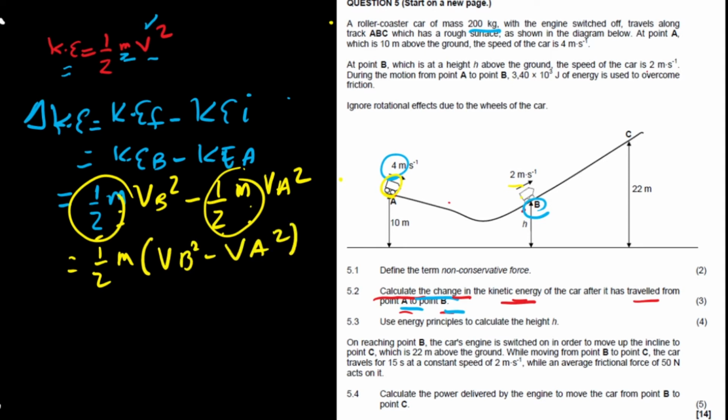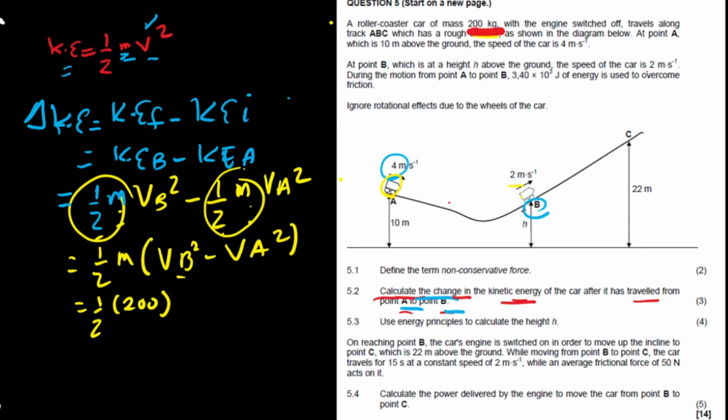So we can substitute the values because we know all of them. Velocity at B we know is equal to 2. Velocity at A we know equals 4. So now it's simple. Our kinetic energy equals half times our mass, which is 200 kilograms, because it's given right here. Our mass is given straight away.